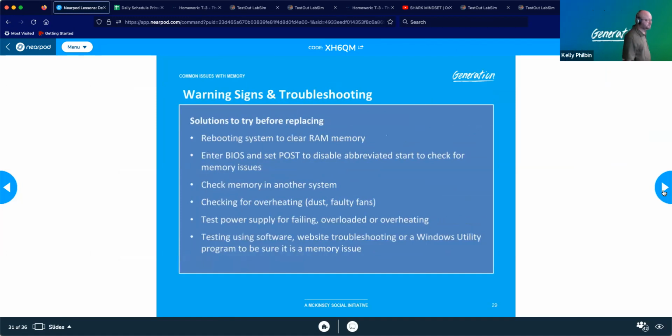All right. So we just talked about a lot of this. Reboot your system. If it's slowly adding up over time, see if you can clear the RAM memory and see if that clears up your problem. You can enter the BIOS to set POST to disable abbreviated start. What that will do is run a full memory check, to see if there are any other memory issues. Another thing you can do, if you really want to, is check that memory on another system.